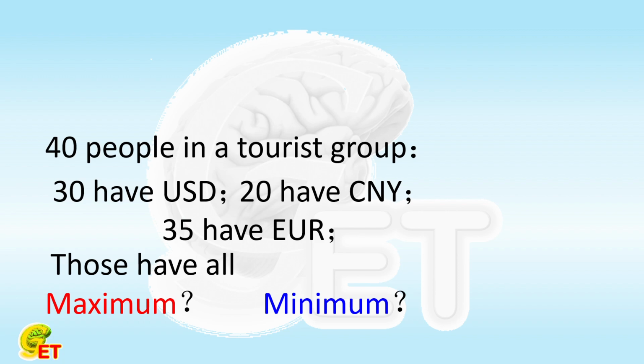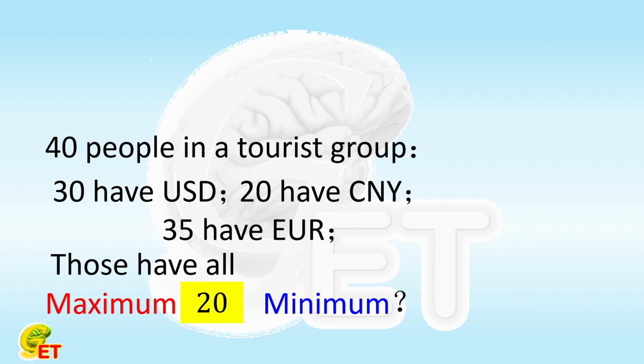Let's look at the maximum case first. This is consistent with yesterday's conclusion. The maximal amount of people who have all is the least amount of the people who have a certain type. Here, 20 is the smallest number. So the answer is 20 people.